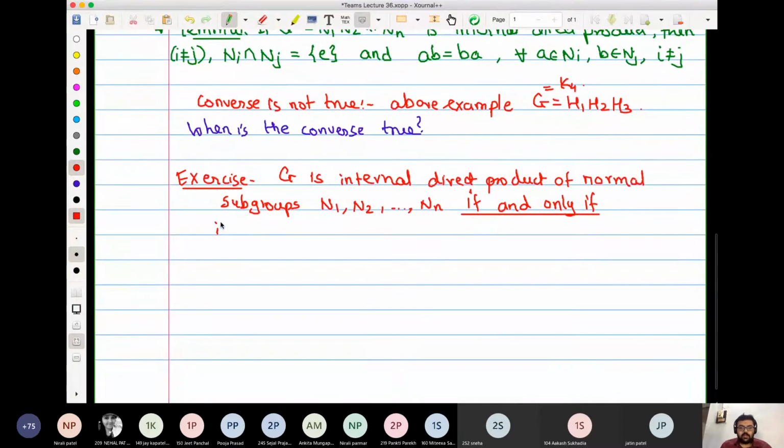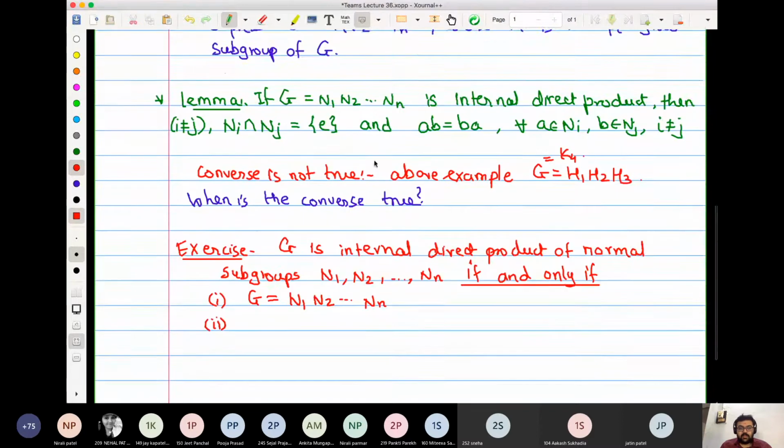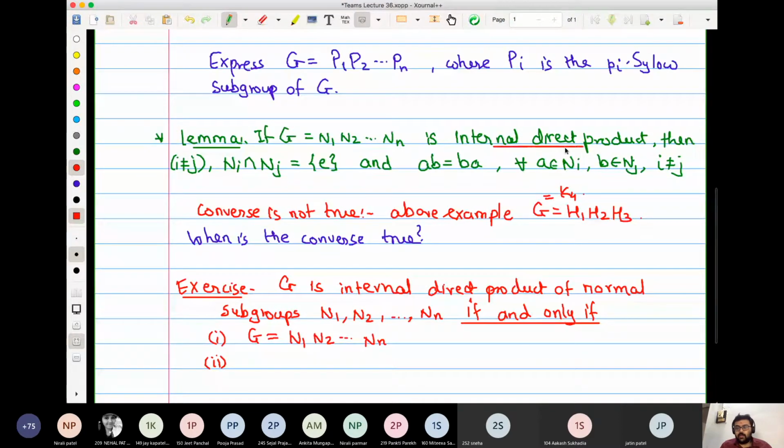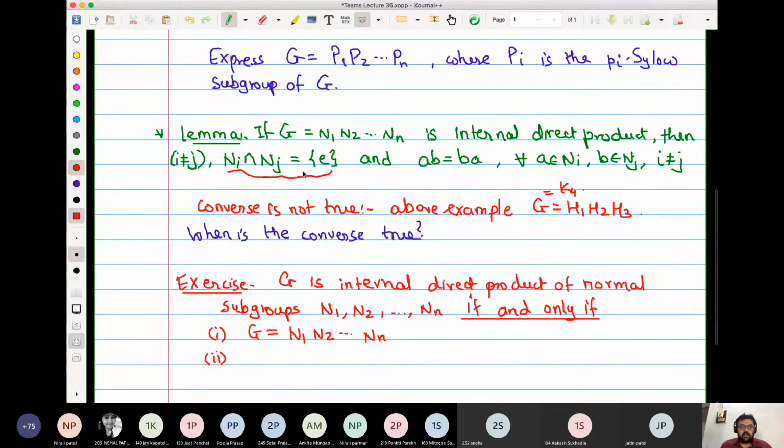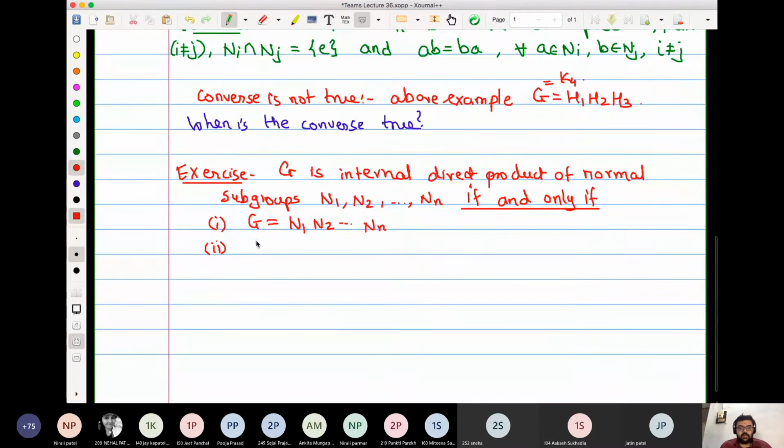The first thing is, by definition, we want G to equal the product of all these, N1, N2, and Nn. The second condition is that it is an internal direct product. If it is an internal direct product, then this is true. But if only this condition is there, then it is not necessarily an internal direct product. We need a different condition than this.